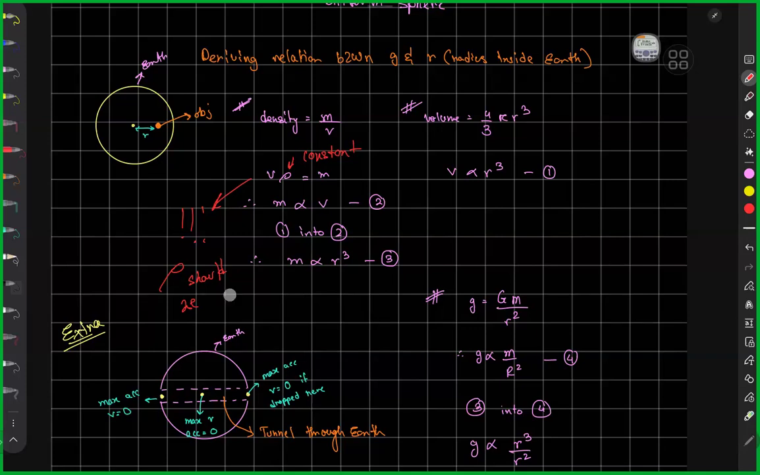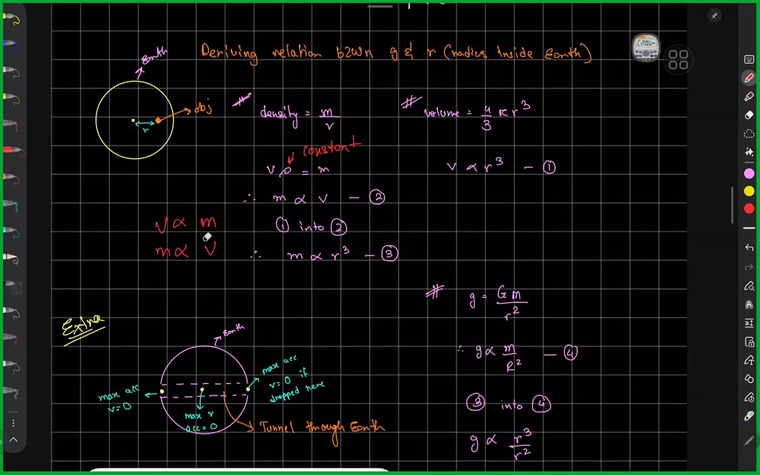Now, if we assume that, we can say my density is constant throughout Earth. So I can say my mass is proportional to volume. Can I say that from this? What did you learn about proportionalities? If I just omit the constant, I can find the proportionality between two variables, which is mass and volume over here. This is one of the equations. Let's call it equation 2, that mass is proportional to volume.